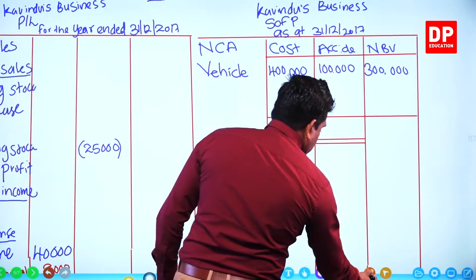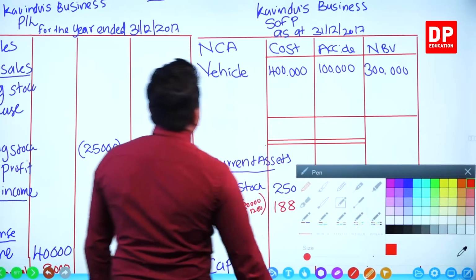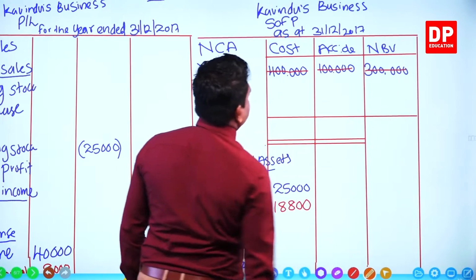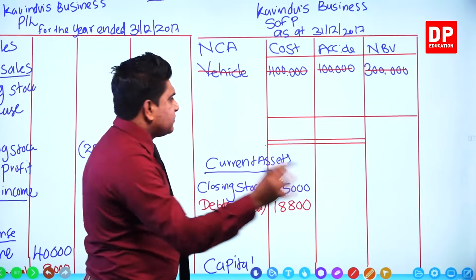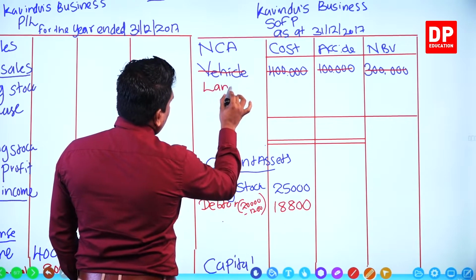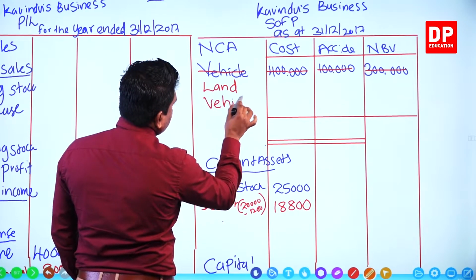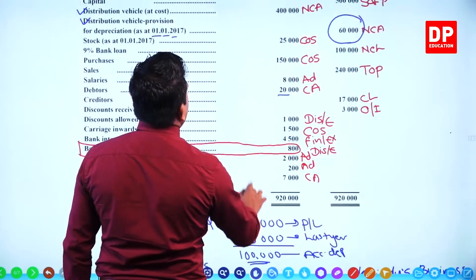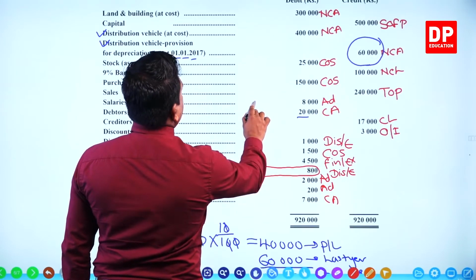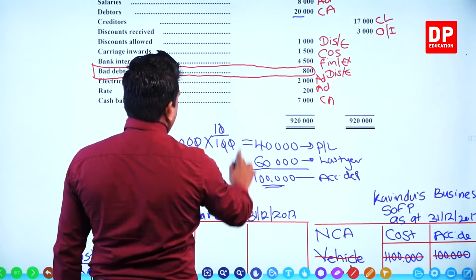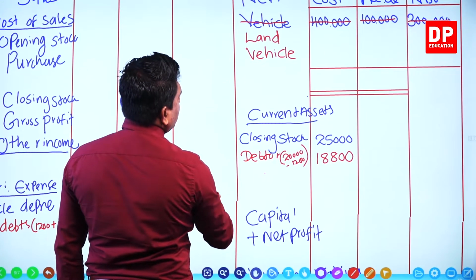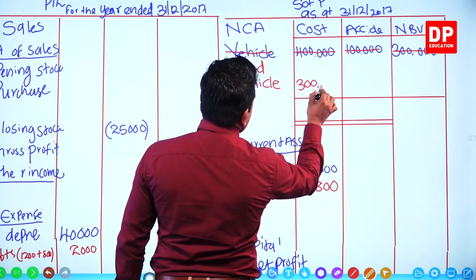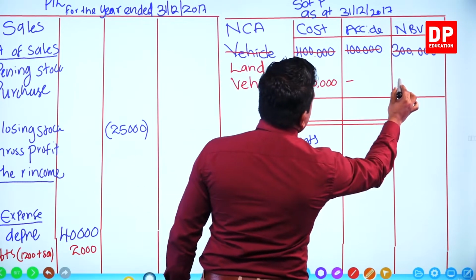So what I want to do, I use the red color. Vehicle, I don't write, it should come second, right? First I write land. Then I use the same color, land. After that, vehicle. Land how much? See, you can pick the details here. Land and building 300,000. Then no accumulated depreciation, so here also 300,000.